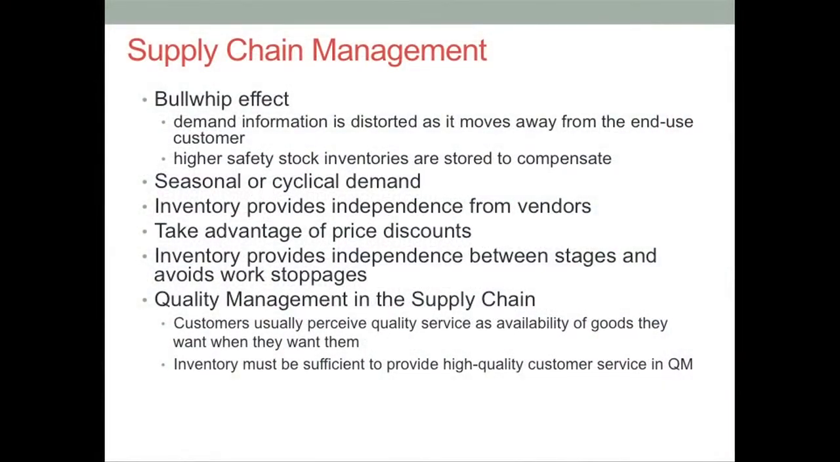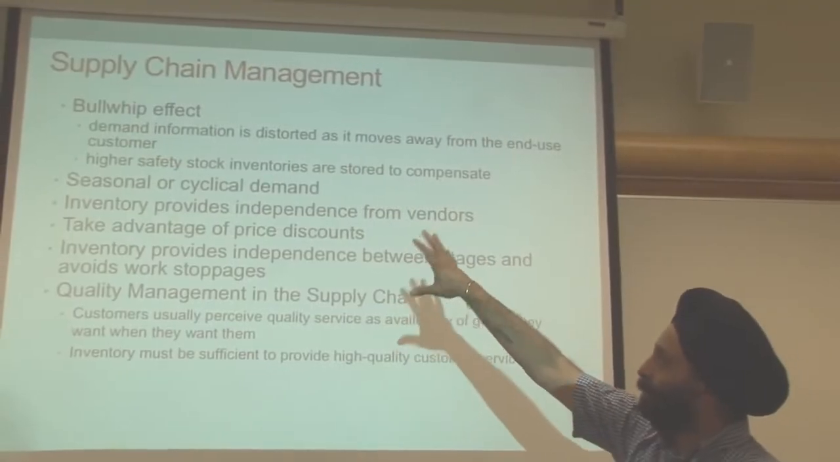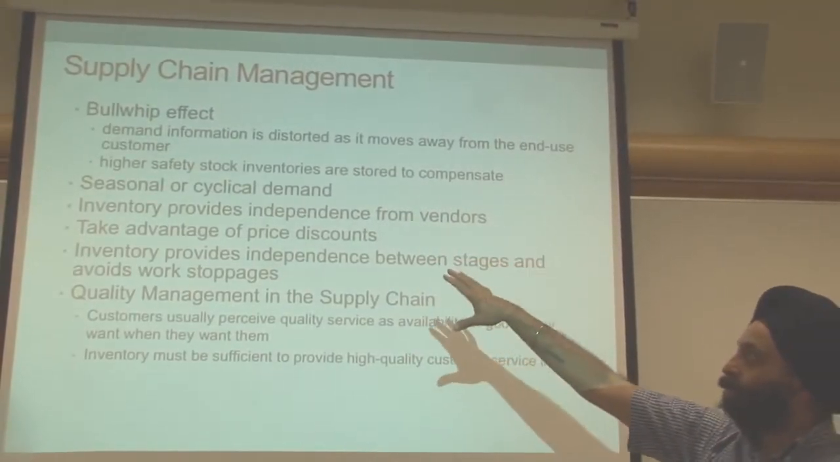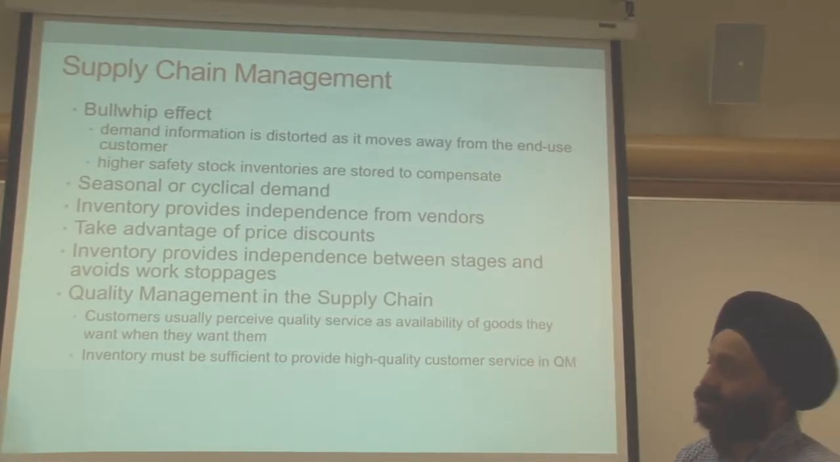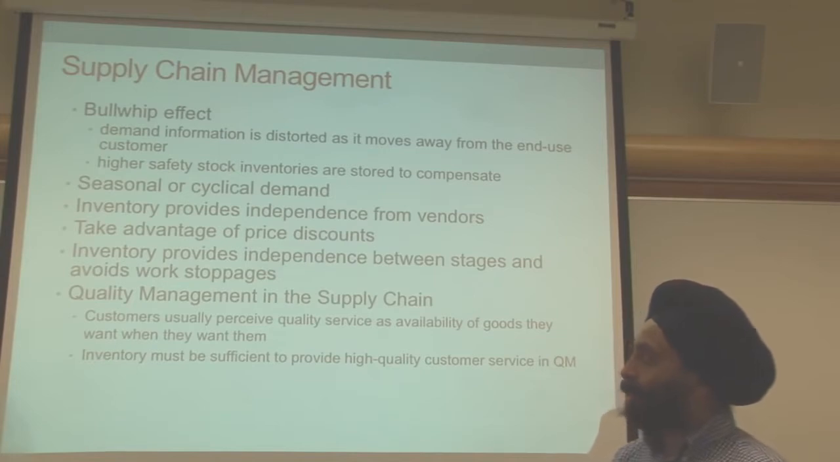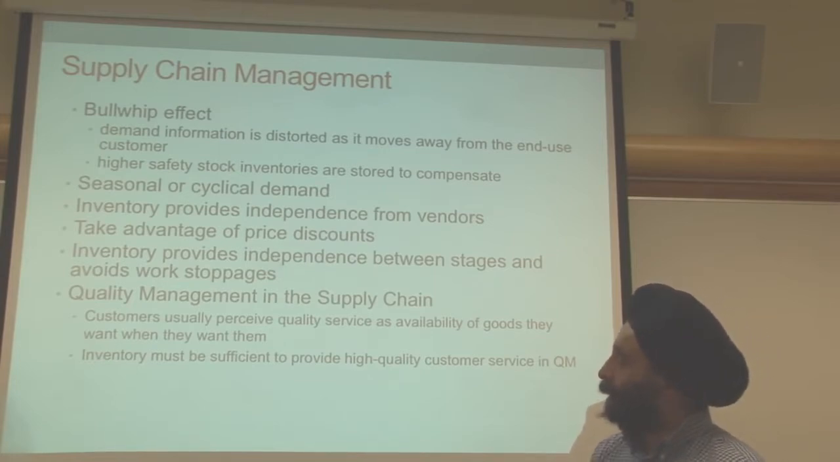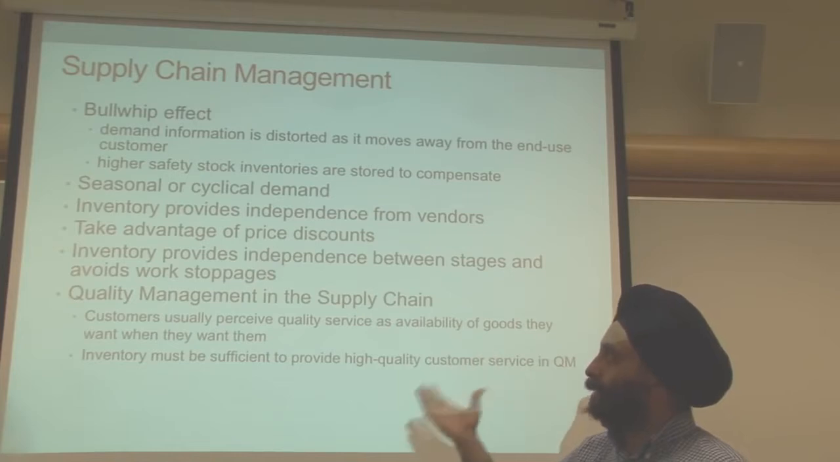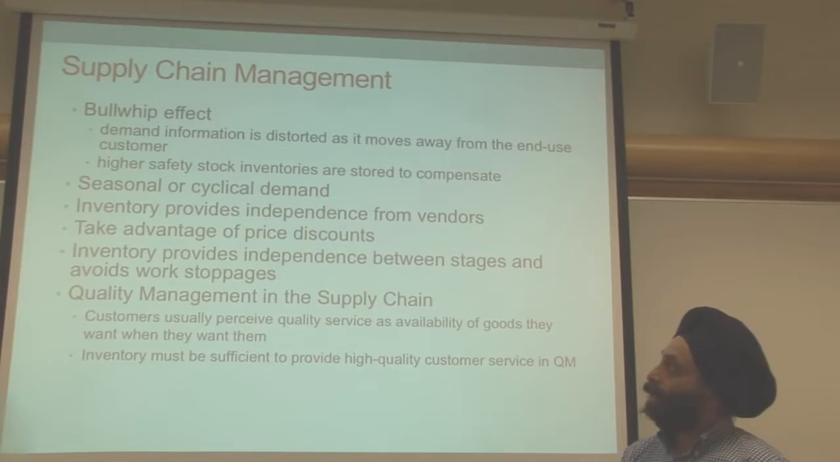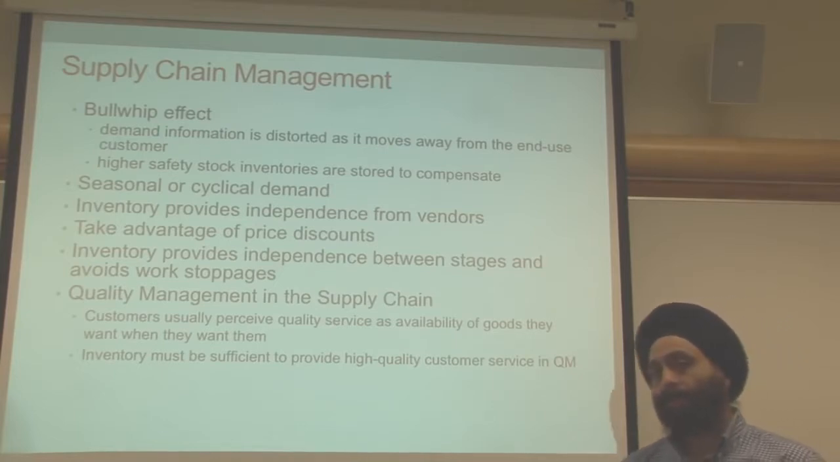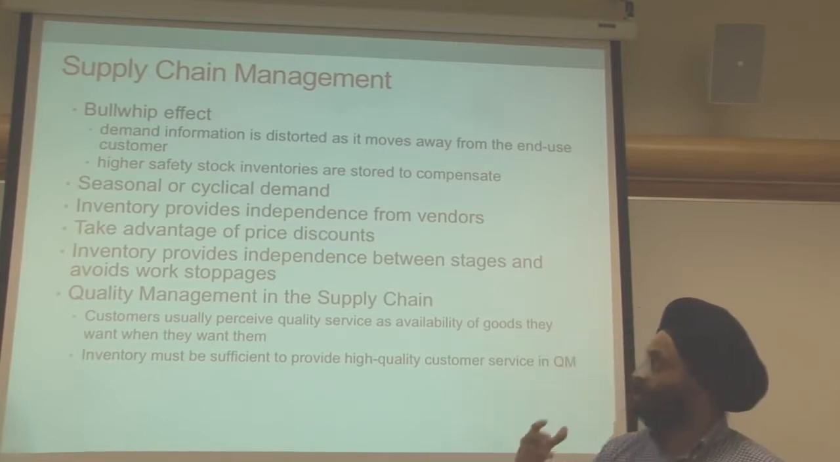From a supply chain perspective, there is the bullwhip effect: demand information is distorted as it moves away from the end user. So high safety stock inventory is stored to compensate for that. There are linkages between inventory management and its resulting impact on supply chain management. A lot of times there are also seasonal and cyclical demands coming into play. One can make seasonal adjustments, which we discussed in chapter 4 on forecasting, to take that into account.